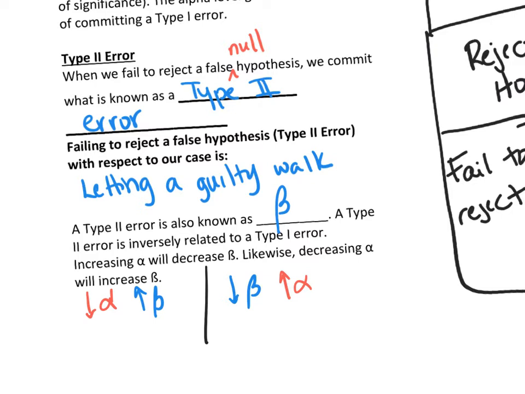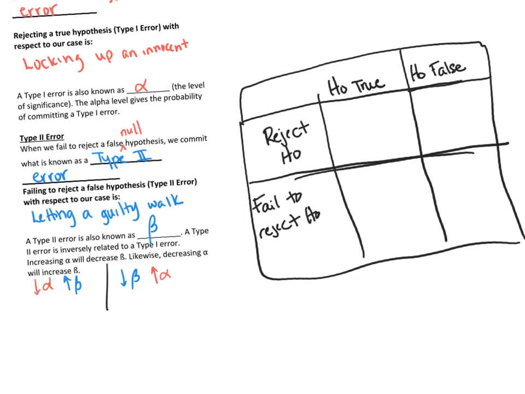And the question becomes, well, which one is the worst error? Is letting more guilty people walk a worse error if it means we lock up less innocent people? Or should we lock up more innocent people if it means we're going to catch more guilty people? That's a question we have to decide. It's a tough question to answer. But coming over here, this is called a decision matrix. And you can use it to help you keep your errors in check.